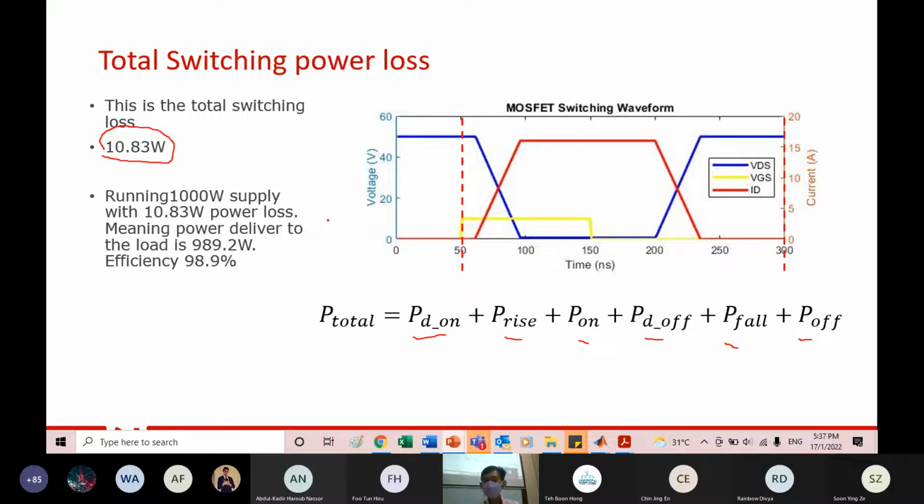So you are running a 1000 watt supply with 10.83 watts of power loss. Meaning that this transistor is able to deliver to the load 989.2 watts. So you will have a power efficiency of 98.9%.